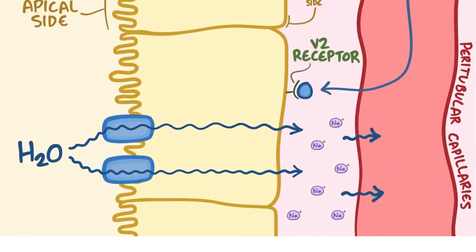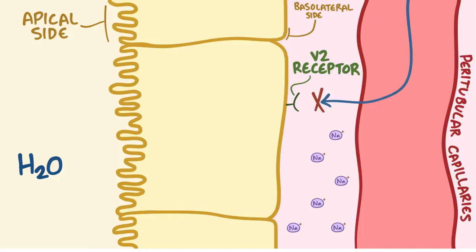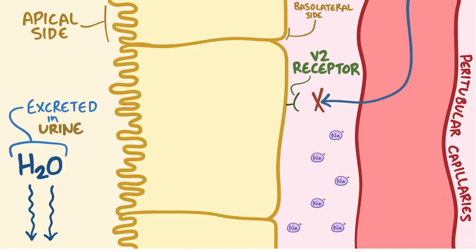As less ADH reaches the kidney, aquaporin protein channels don't get incorporated into the apical surface of the principal cells, and water reabsorption can't happen. As more water is excreted in the urine, you end up going to the bathroom a lot more. As that water gets removed in the urine, plasma osmolarity increases back to normal.